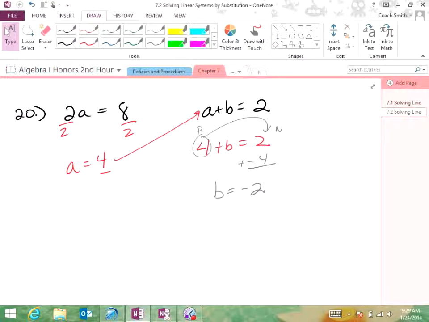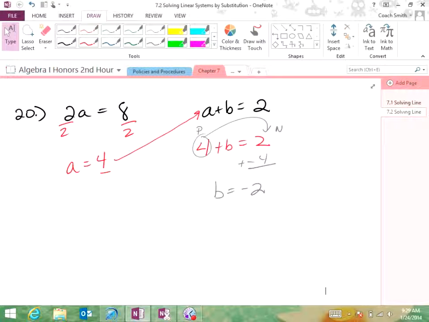Do what? Well, ordered pair. So which comes first? A comes first, just like X comes before Y, because it's an ordered pair. We put them in alphabetical order.